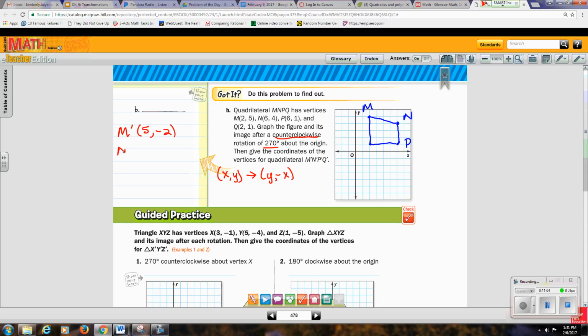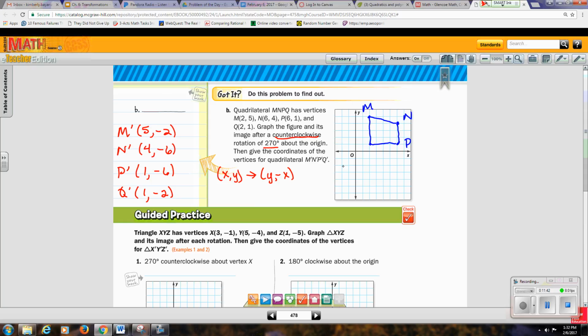Okay, and then I'm going to do N prime, same thing. My y is 4, so it goes here. My x is 6, and I need to change the sign. Okay, my P prime, well, my y is 1, my x is 6, and I need to change the sign. And my Q prime is, my y is 1, so I'll leave that. And my x is 2, and I'm going to change the sign. Now I'm going to graph these 4 points.